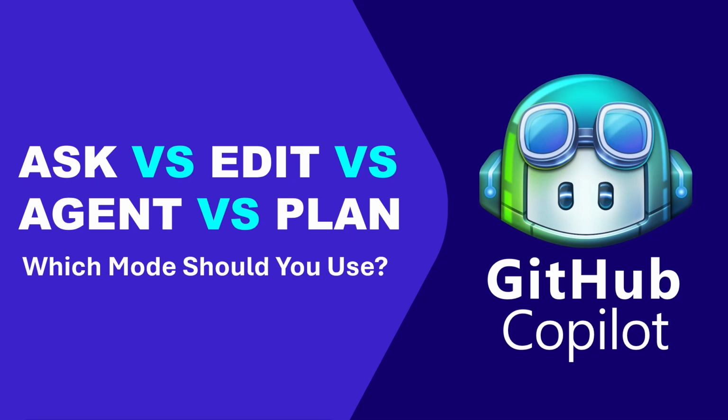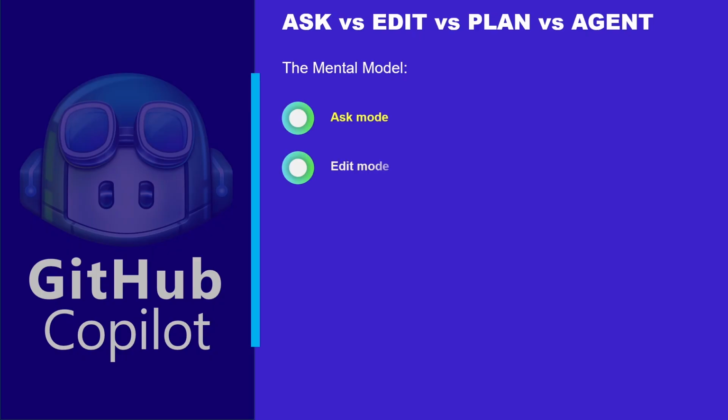GitHub Copilot has 4 different modes: Ask, Edit, Agent, and Plan. And most developers are either using just one or using the wrong one. In this video, I will show you what each mode actually does, when to use it, and how to choose the right mode for different scenarios.